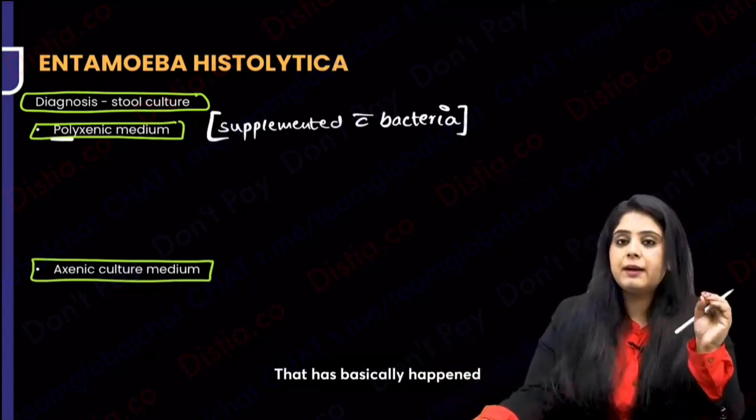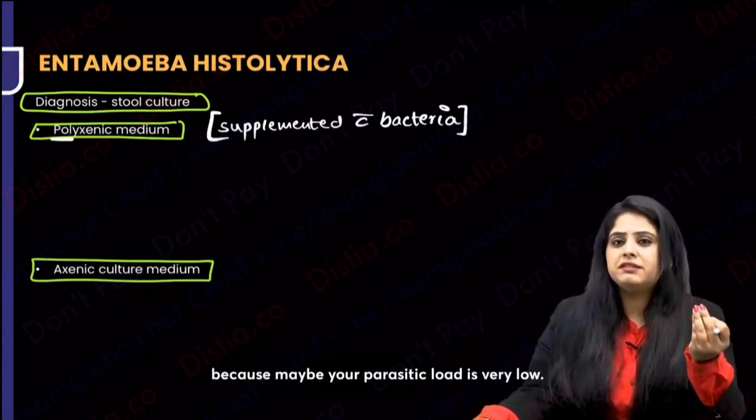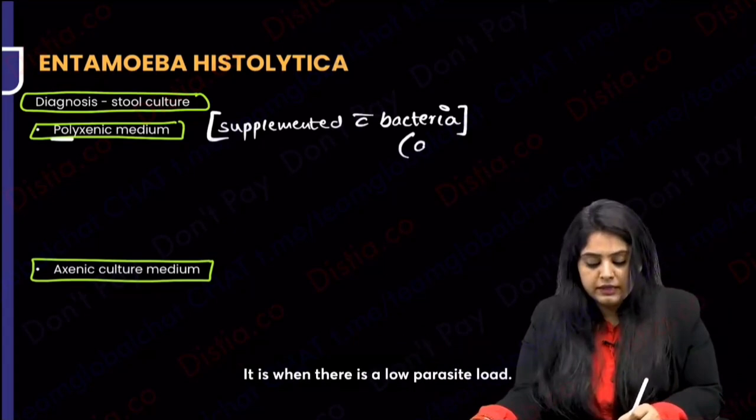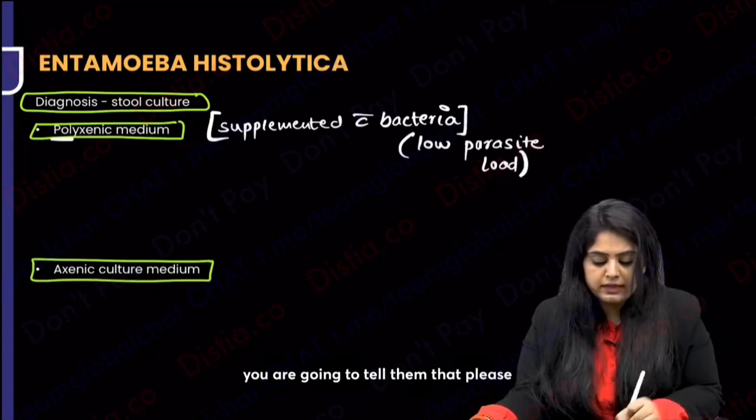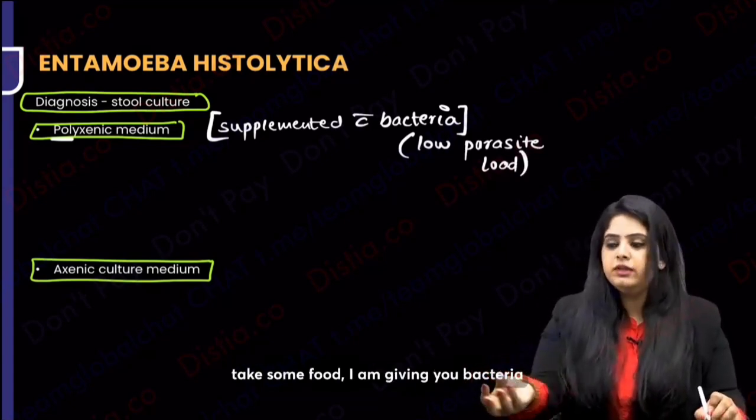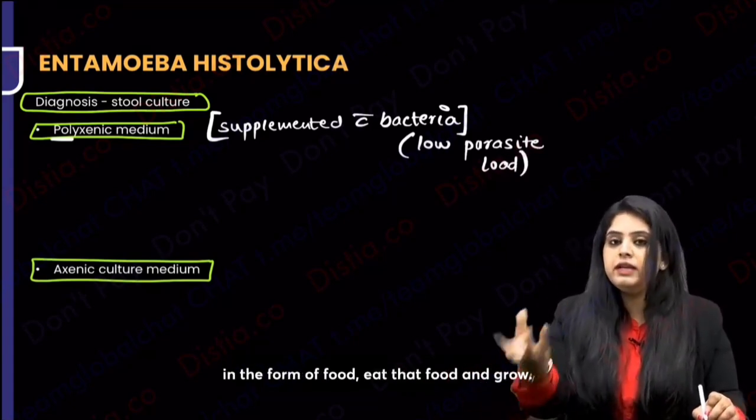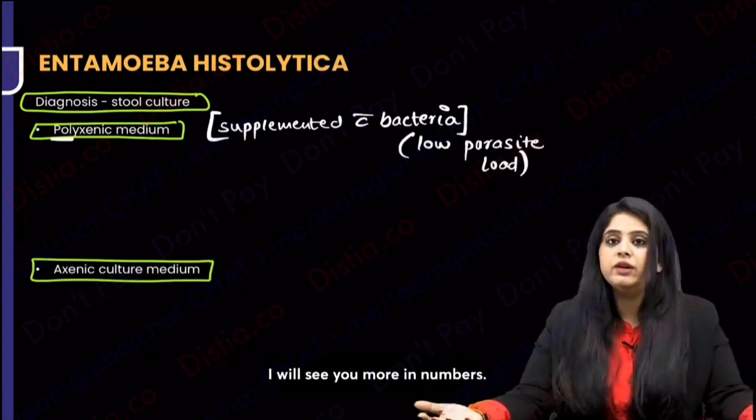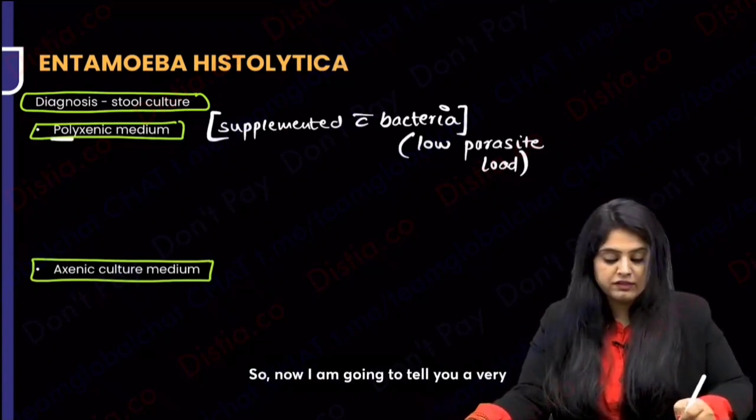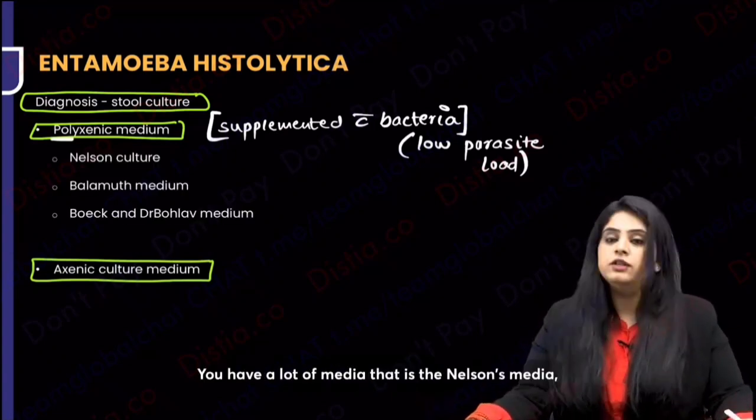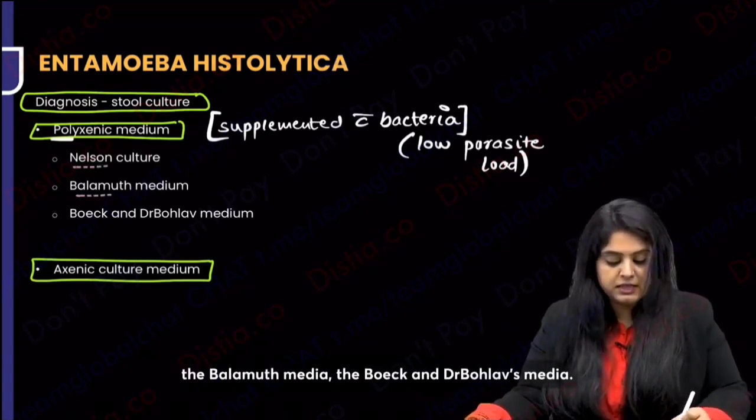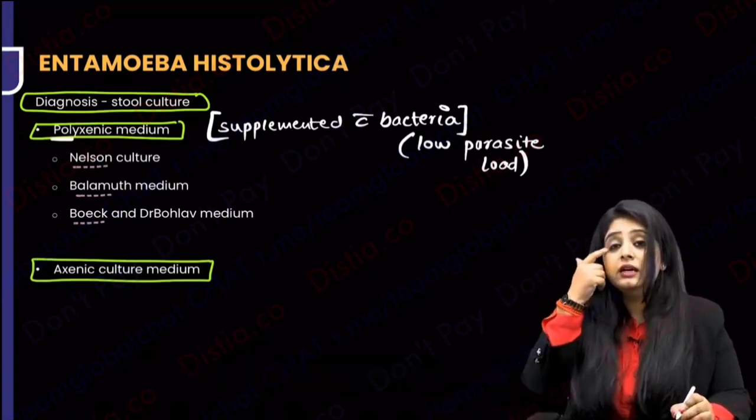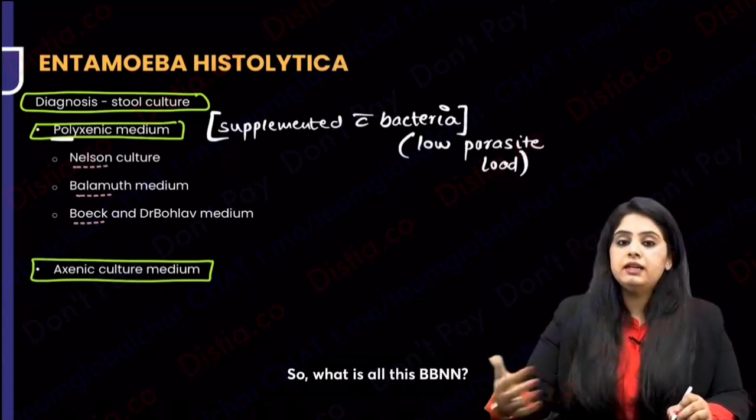Now, why has that happened? That has basically happened because maybe your parasitic load is very low. It is when there is a low parasite load. So if you have very few parasites, you are going to tell them that please take some food. I'm giving you bacteria in the form of food. Eat that food and grow. I will see you more in numbers. So now I'm going to tell you a very scary list in front of you. You have a lot of media, that is the Nelson's media, the Balamuth media, the Boeck and Drbohlav's media.